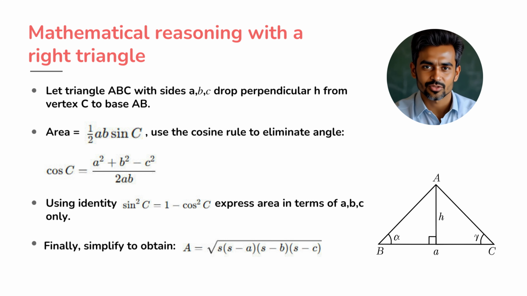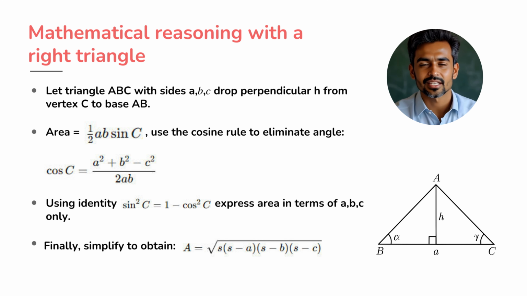To connect the sides without involving angles directly, we use the cosine rule, which says that cosine of angle C equals (a squared plus b squared minus c squared) divided by 2 times a times b. Now, here's a cool trigonometric identity. Sine squared of C equals 1 minus cosine squared of C. Using this, we can express sine of C fully in terms of A, B, and C.